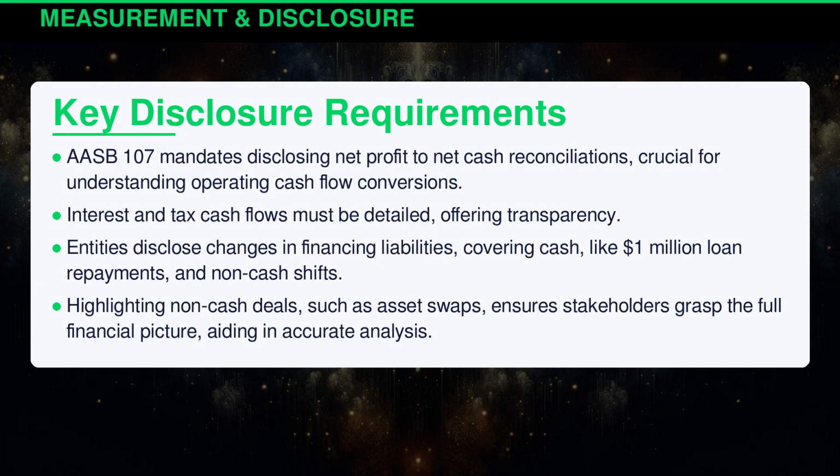AASB 107 mandates disclosing net profit to net cash reconciliations, crucial for understanding operating cash flow conversions. Interest and tax cash flows must be detailed, offering transparency. Entities disclose changes in financing liabilities, covering cash, like $1 million loan repayments, and non-cash shifts. Highlighting non-cash deals, such as asset swaps, ensures stakeholders grasp the full financial picture, aiding in accurate analysis.